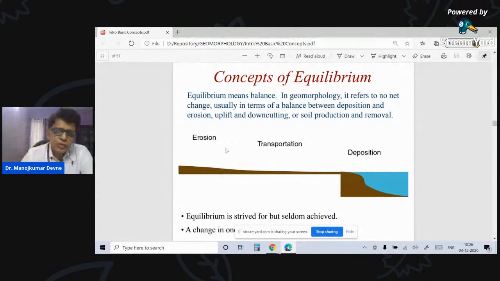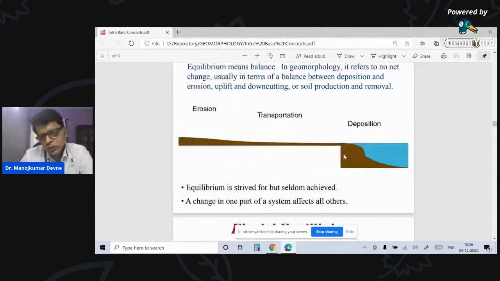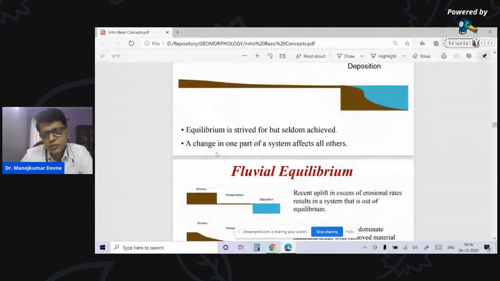You'll see that in the upper courses of the river, you have more erosion. In the middle courses, more transportation. In the lower courses, you have a higher amount of deposition, is what we have to keep in mind. Equilibrium is strived for, but it's seldom achieved because equilibrium in geomorphology is a hypothetical concept. It's not something that is achieved, because the day equilibrium is achieved, remember, everything will grind to a halt. In fact, you and I are breathing right now, and that's basically because of a non-equilibrium between what?